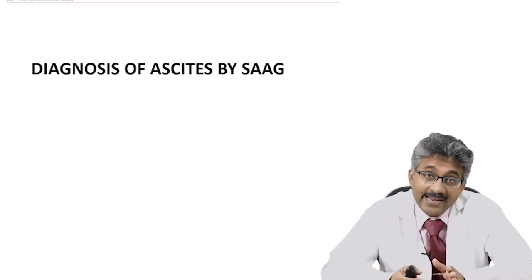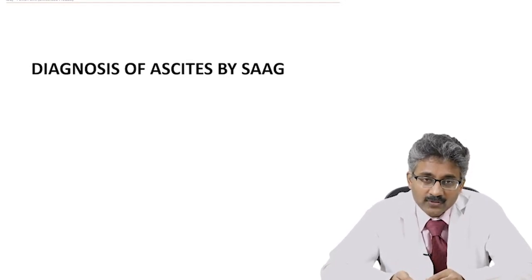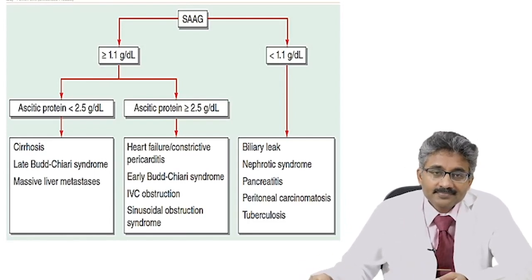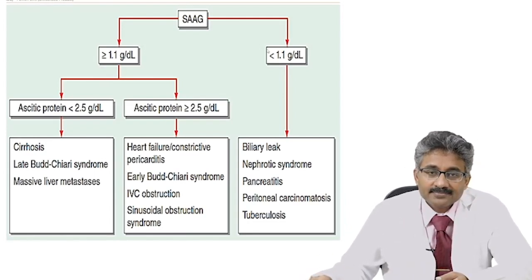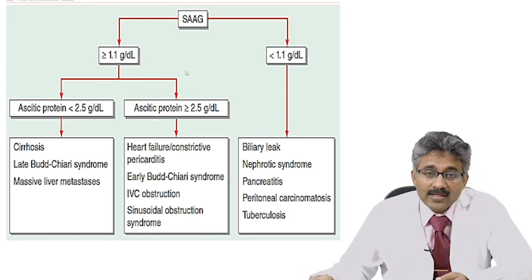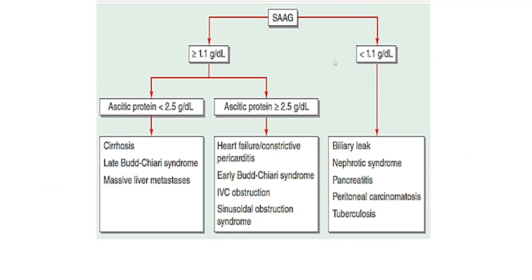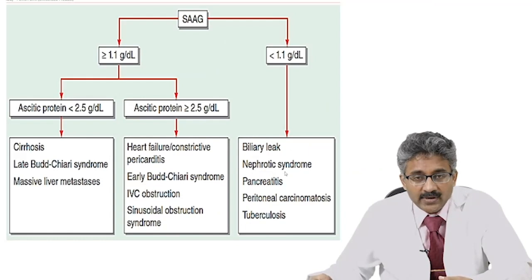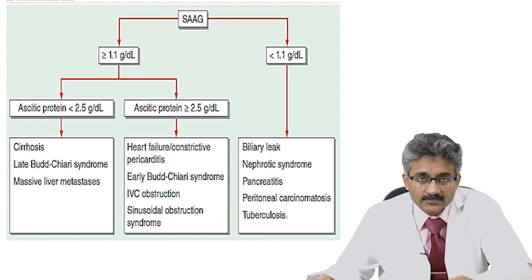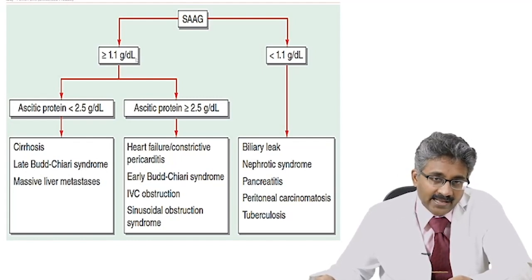Depending upon the SAG, it has been classified into SAG more than 1.1 and SAG less than 1.1. SAG more than 1.1 is a transudate, SAG less than 1.1 is an exudate. What are the causes of exudative ascites? SAG less than 1.1: biliary leak, nephrotic syndrome, though it is a transudate, in that SAG will be less than 1.1, it is the exception. Nephrotic syndrome, pancreatitis, peritoneal carcinomatosis, tuberculosis. SAG more than 1.1 is transudate.